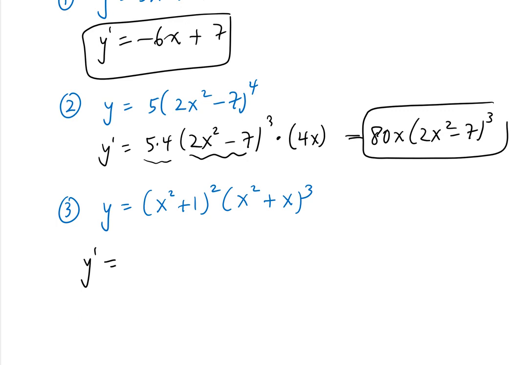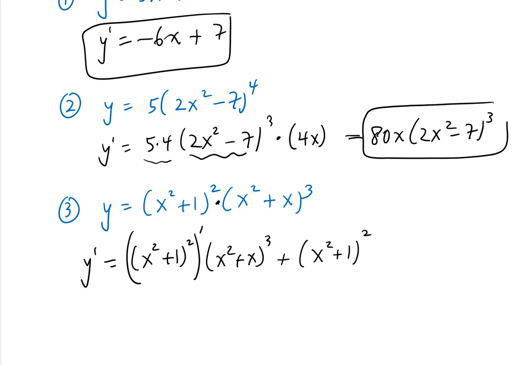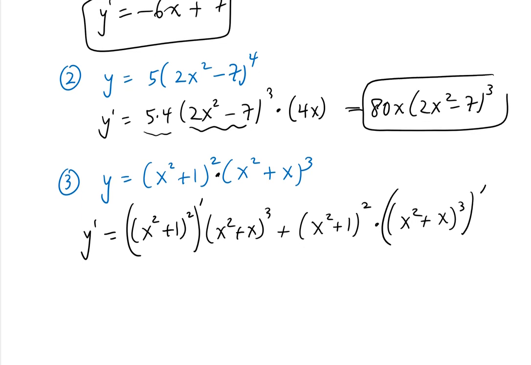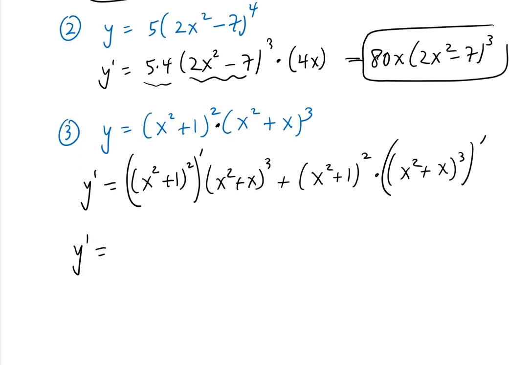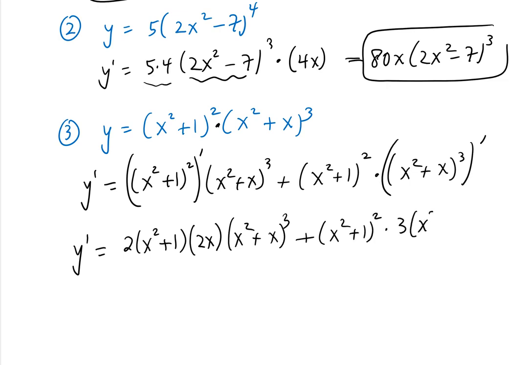Next one, y prime, we use the product rule: the derivative of the first one times the second, plus the first one times the derivative of the second. So y prime equals the derivative of this, you bring the 2 down, (x squared plus 1) times 2x, times this stays the same, plus this stays the same, bring the 3 down, (x squared plus x minus 1) squared times the derivative of that, and that's what we have.